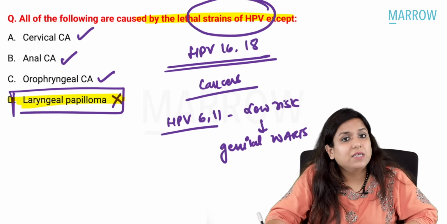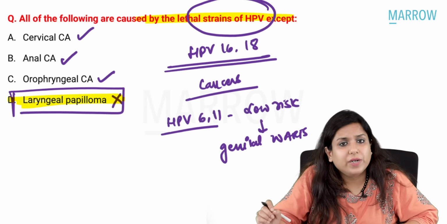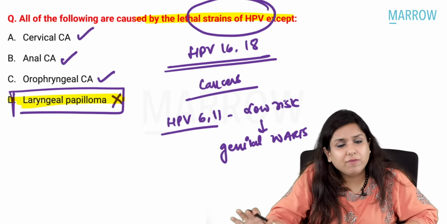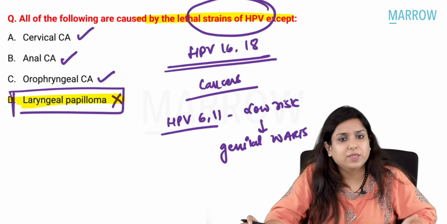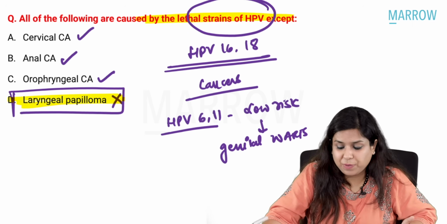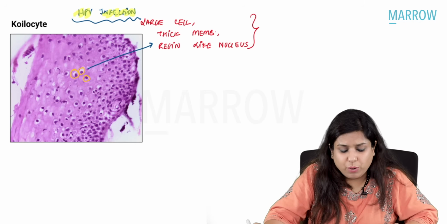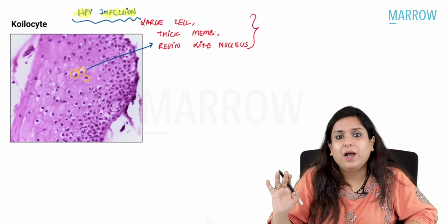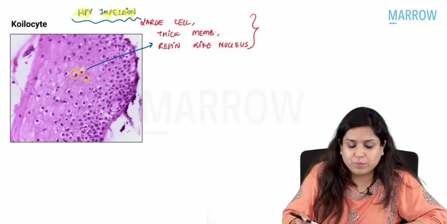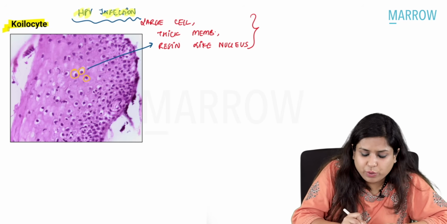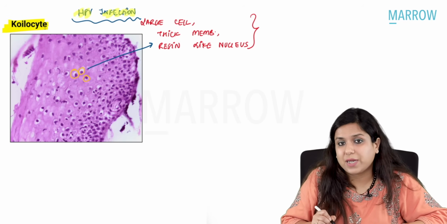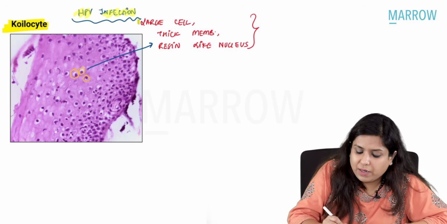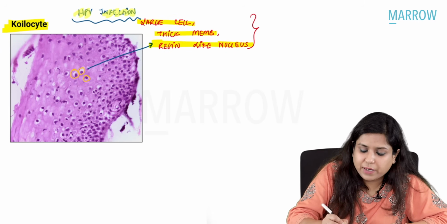So, HPV these days, students, is a very frequently asked topic, right? We have covered it in great detail. You know, there is low risk HPV, there is high risk HPV. What I also want to talk about is whenever you have HPV infection and a slide comes to you, the slide will show you something which is called a coilocyte. What is a coilocyte? It is a large cell with thick membrane and a raisin-like nucleus, right?